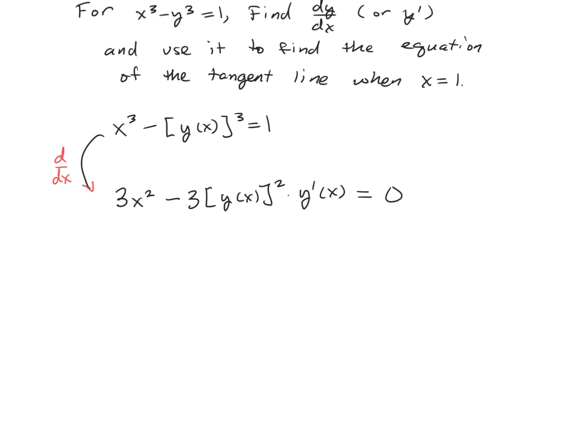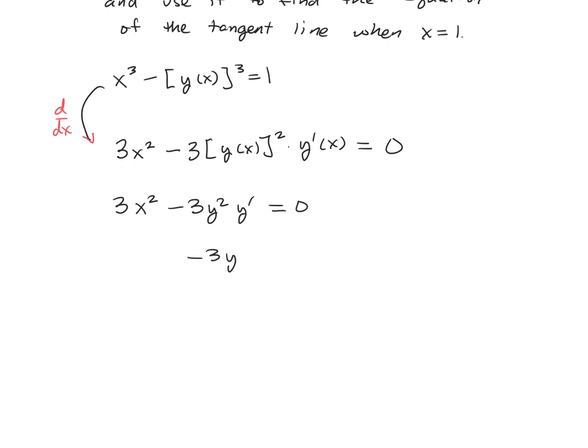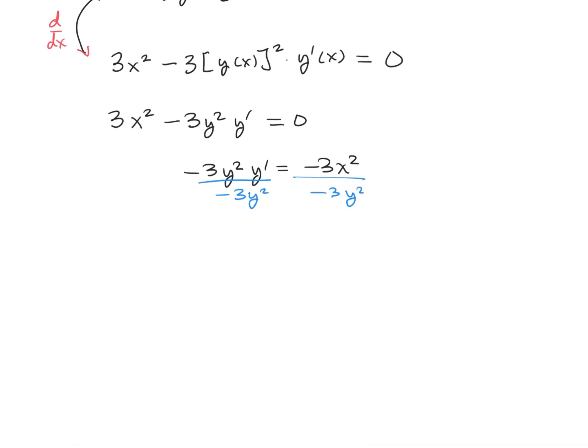We can now isolate, and we can also suppress our notation. So by suppressing notation, I mean we can just rewrite the of x's and just write them as the variables y and y prime. So this is 3x squared minus 3y squared y prime is equal to 0. And we can now algebraically isolate y prime. We can first subtract 3x squared from both sides. And then we can divide both sides by our negative 3y squared. And we have our derivative.